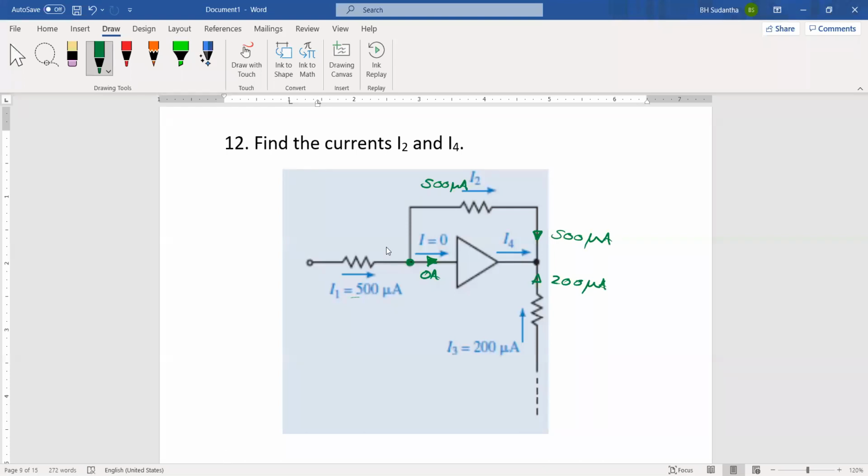Then this I4 should be 500 plus 200 microampere, so it should be 700 microampere current. But see the direction, we have marked this way. Because of that, the direction should be minus.